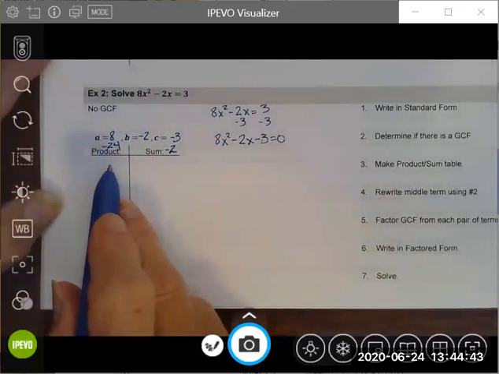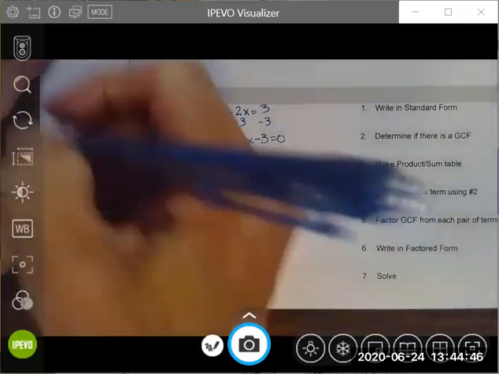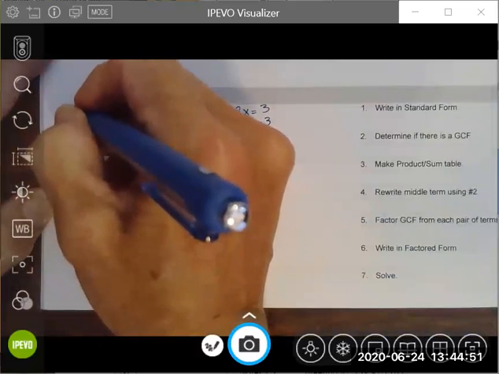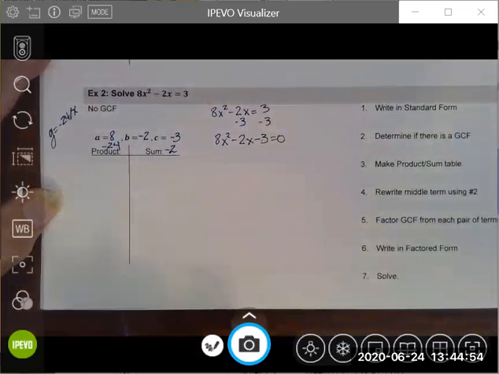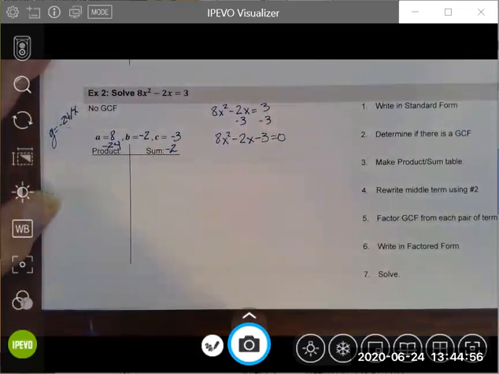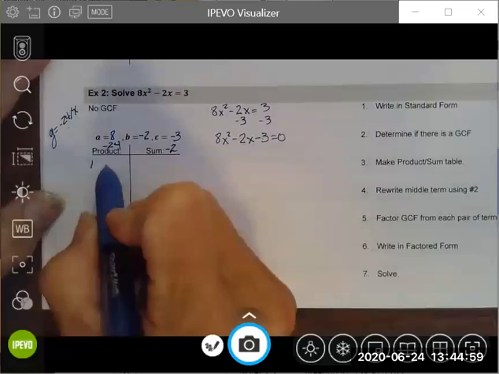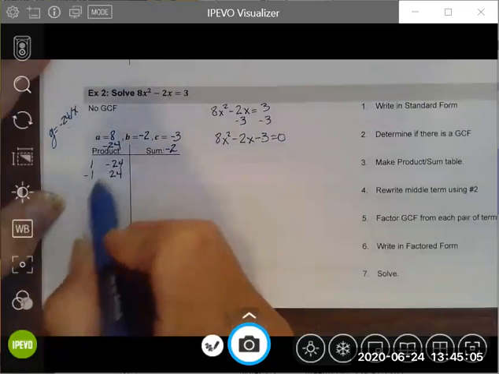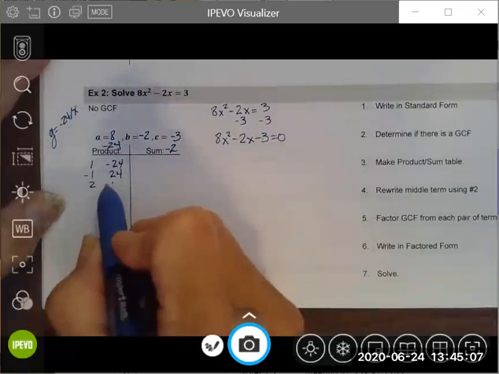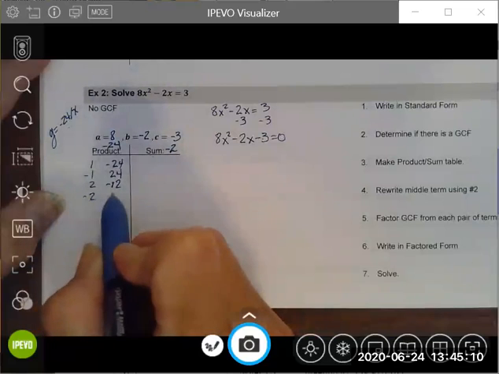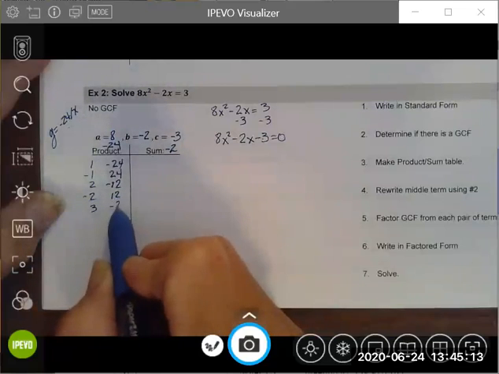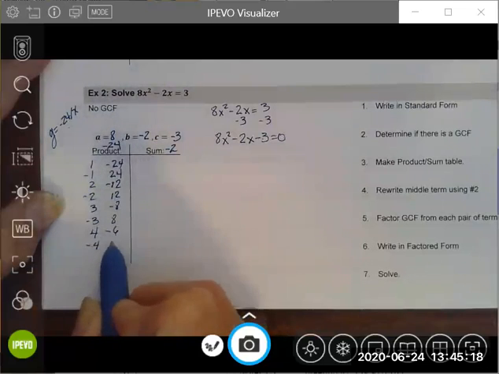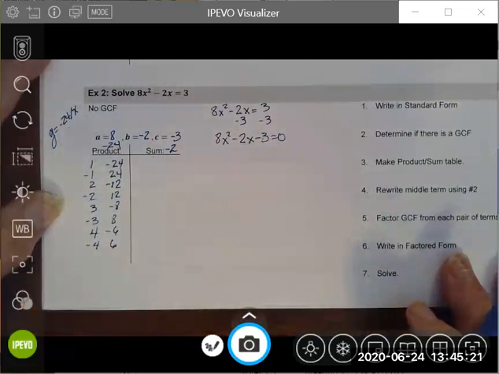-24, lots of factors here. If you're using a calculator, you can put into y equals, you could do -24 divided by x and look at your table, and it will give you a list of all the factors of 24. You could also do it the old school way and by brute force, just start listing factors. 2 times -12, -2, 12. 3 times -8, -3, 8. 4 times -6, -4 times 6. There's my list of factors.